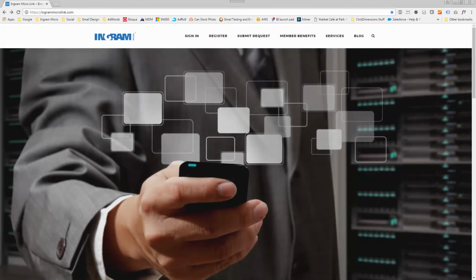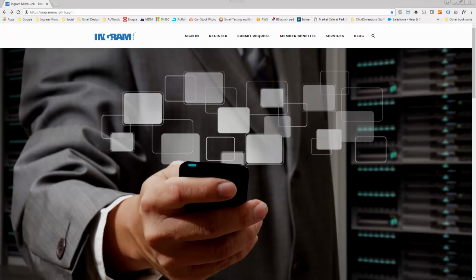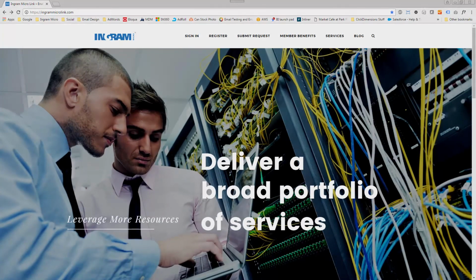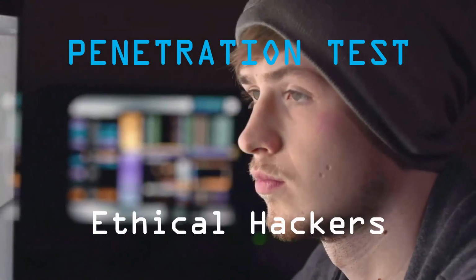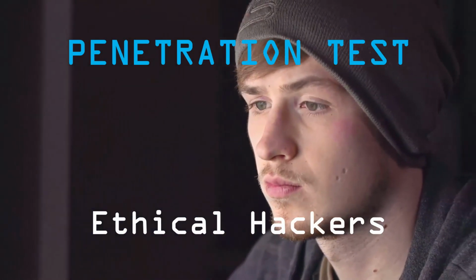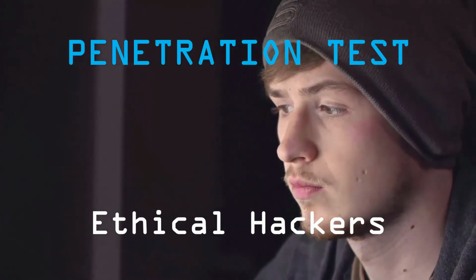Ingram Micro Professional and Training Services also provides two very relevant services with penetration testing and network threat assessment. In a penetration test, Ingram Micro employs ethical hackers to attack a customer's IP address, find where the security gaps are, and report where security needs to be tightened up.